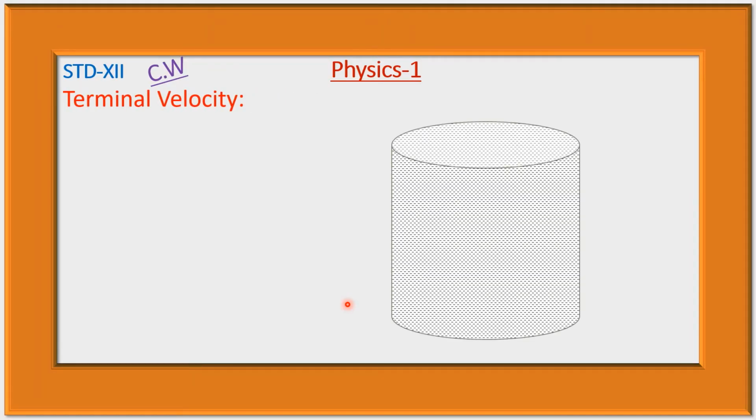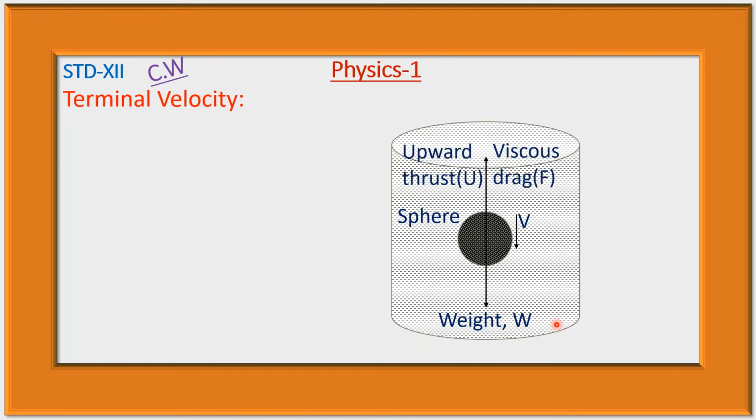Terminal velocity. Here a sphere is falling through this liquid. Consider the velocity of this sphere is v. Weight of the sphere is W, and it acts in the downward direction. Upward thrust, that is upward force due to the buoyancy, acts in the upward direction, and viscous drag, that is viscous force F, acts opposite to the motion of the body. So weight acts downward, and upward thrust due to buoyancy and viscous force act upward.